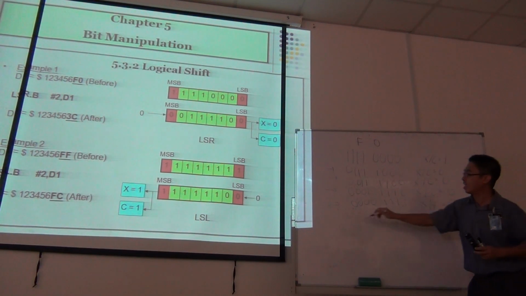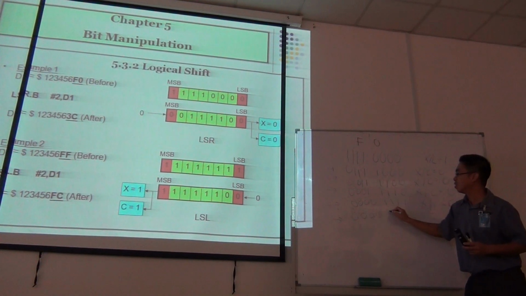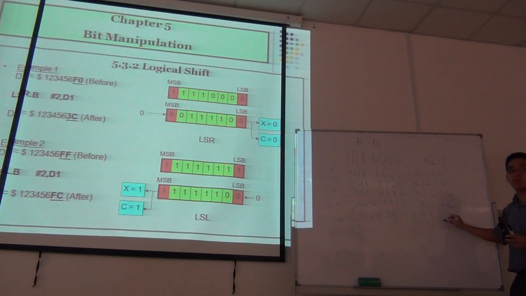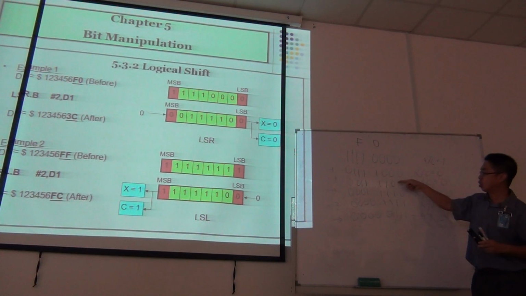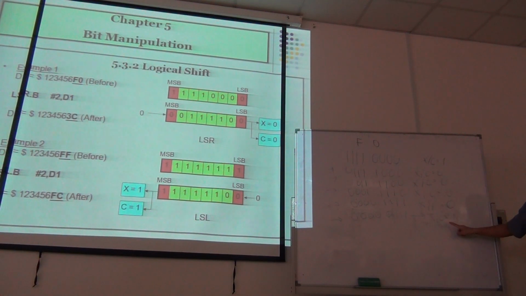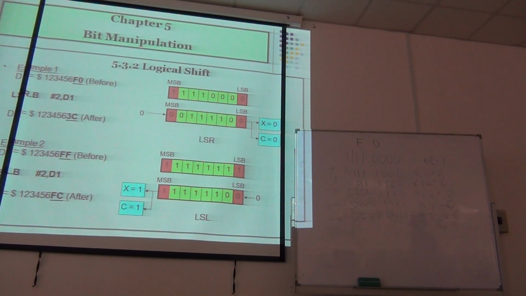1, 2, 3, 4, and the last one is 0, 0, 0, 0, 0, 1, 1, 1, and your X and C now is equivalent to 1. So this is 1, 2, 3, 4, 5. Then you can see that your X and C now is copied over. Instead of 2, you can change it to 5. You can see that the X and C is the status register.